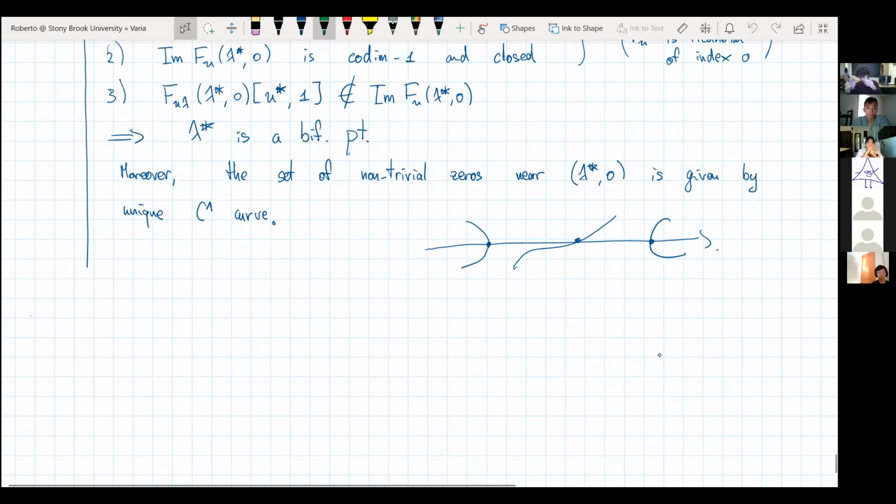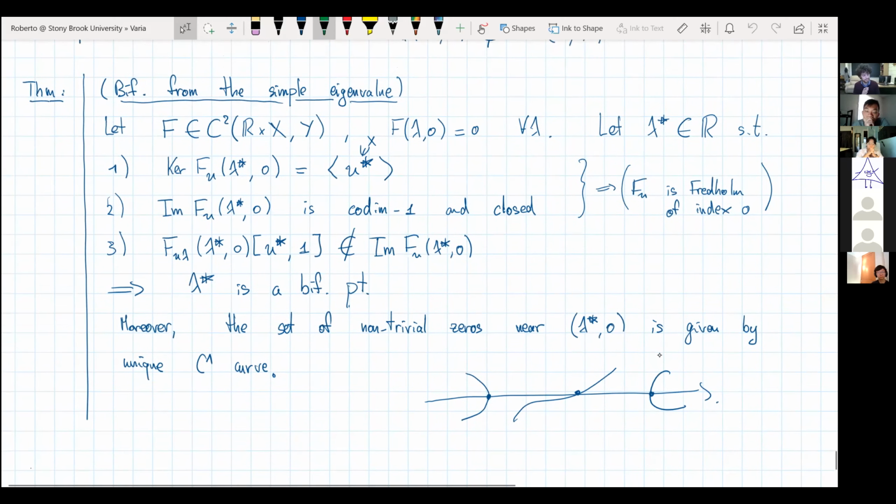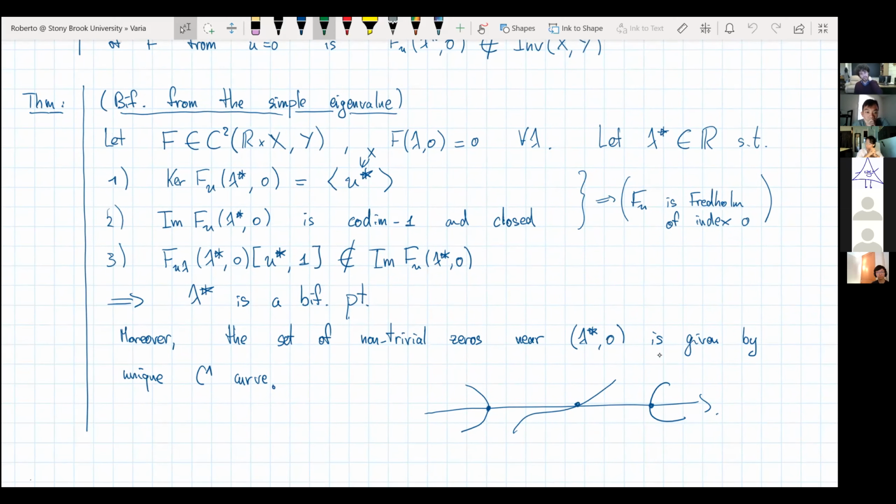So the picture in your mind should be: if you have an inner product, the orthogonal complement is dimension 1. In general, you don't, but you can take the quotient of Y with this image, which is a vector space because F_u is linear, and that is dimension 1.